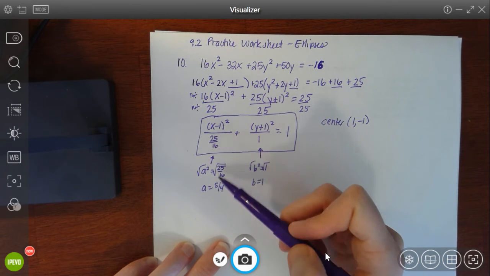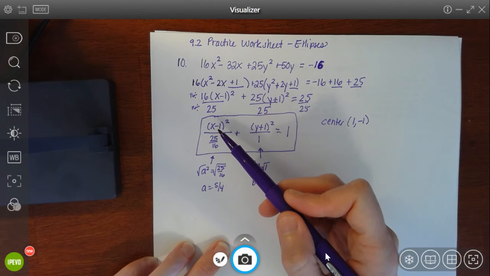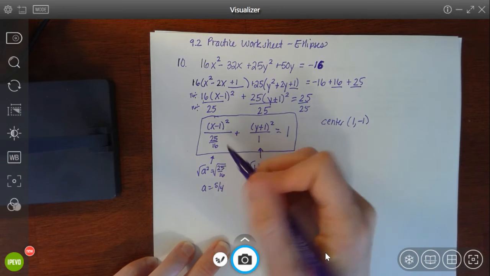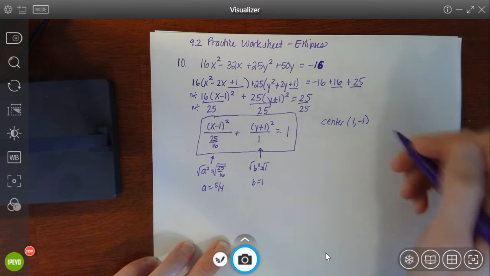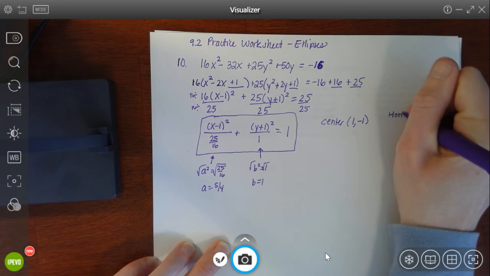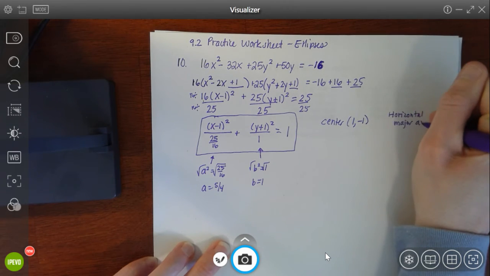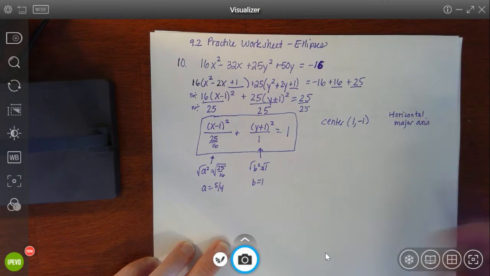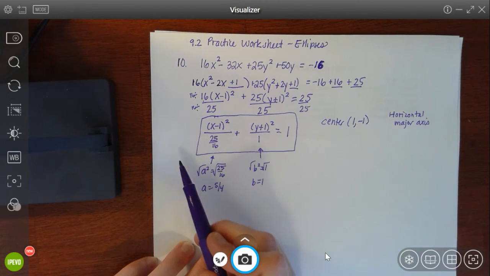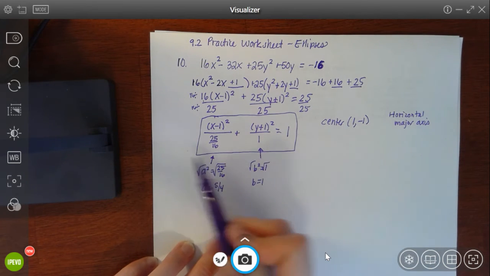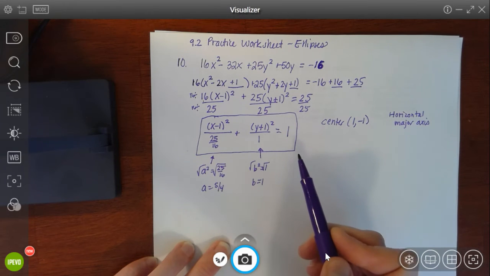So notice my a value was attached to my x. So when I go to find my vertices, since a squared was under x, that told me that this was a horizontal major axis. Because my x coordinate on my coordinate plane would go across. So it's a horizontal major axis.